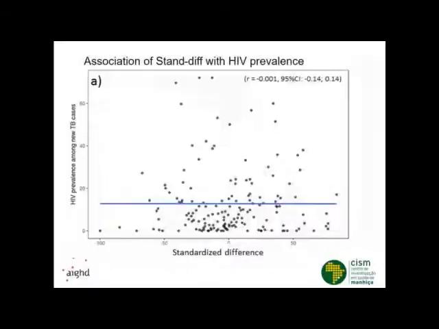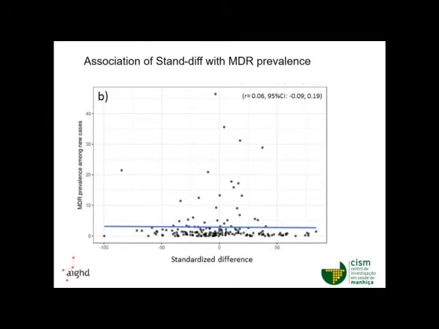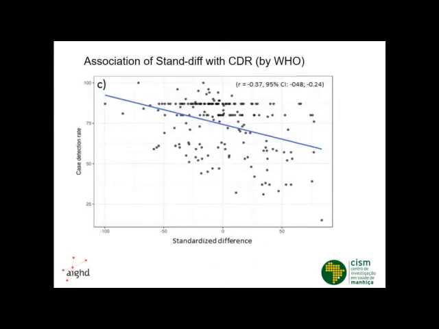Okay, thank you. So what factors might be driving those differences? We didn't observe any difference by HIV prevalence among new cases, HIV prevalence as reported by the countries, not estimated by either of the institutions. We didn't observe any difference by MDR prevalence as reported by the countries. We did observe a difference with regards to case detection rate as estimated by WHO. So the lower the case detection rate, the more likely that WHO estimated more deaths.